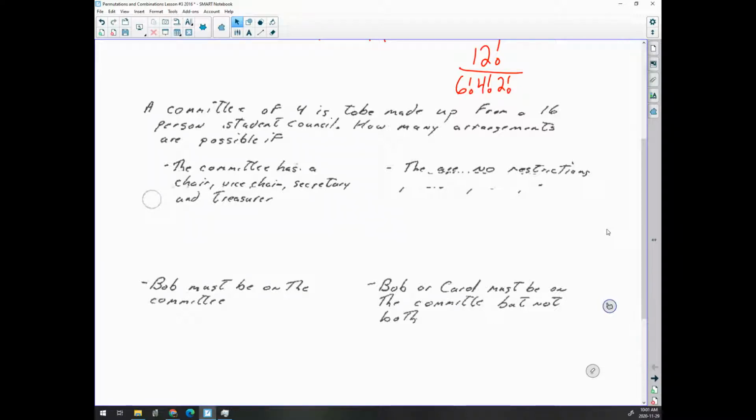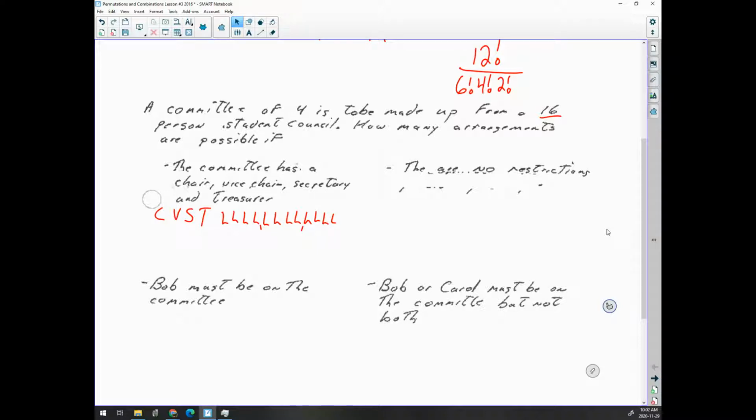The committee of 4 is to be named from a 16-person student council. How many arrangements are possible if the committee has a chair, a vice chair, a secretary, and a treasurer? So if we think about what we're actually doing here, we're putting one person as the chair, one person as the vice chair, one person as the secretary, one person as the treasurer, and the remaining 12 people get to be lucky. They don't have to sit on this committee. Now, I'm just putting the tick marks there so I can count.